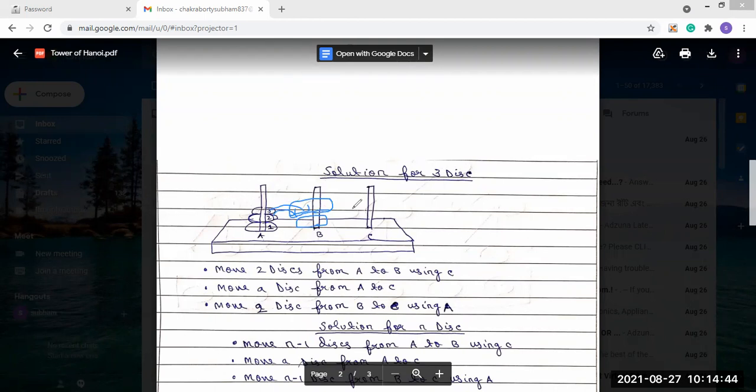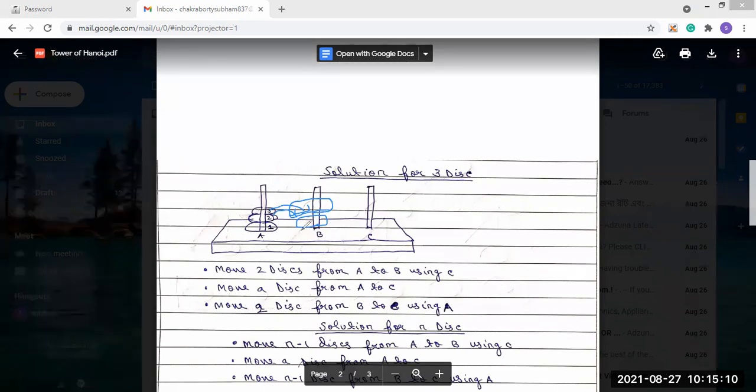In this auxiliary tower there is no condition that the larger disk must be below and the smaller disk above. Any such constraint is not present for the auxiliary tower. But for the destination tower and the source tower, it should be maintained. For the auxiliary tower, there is no such condition.